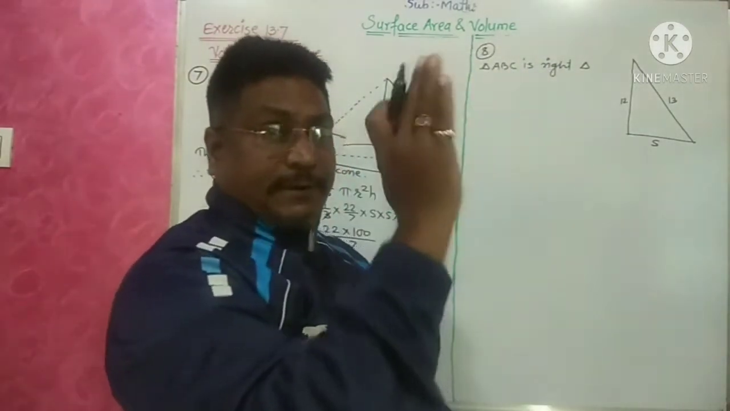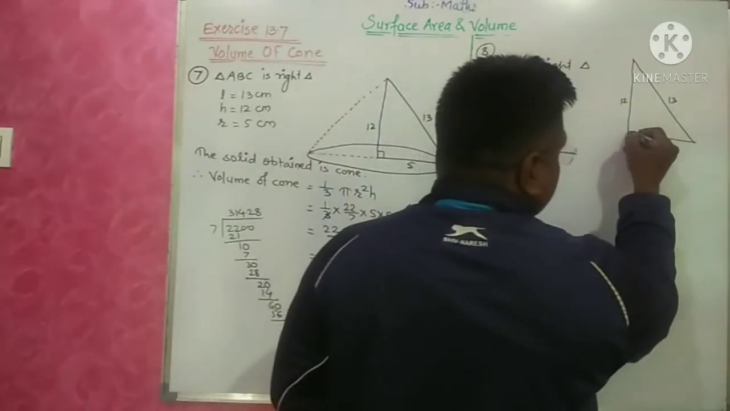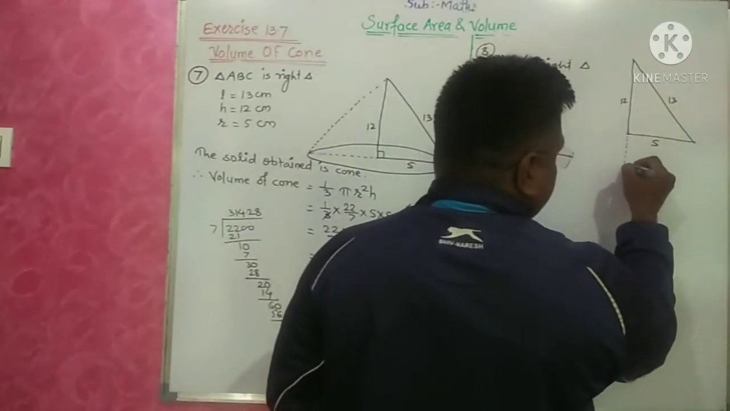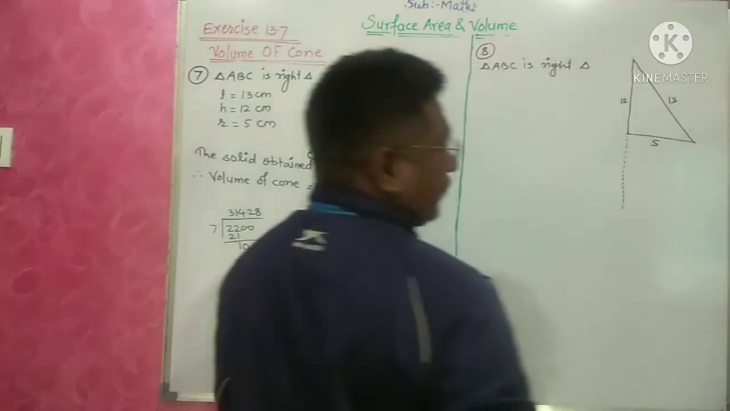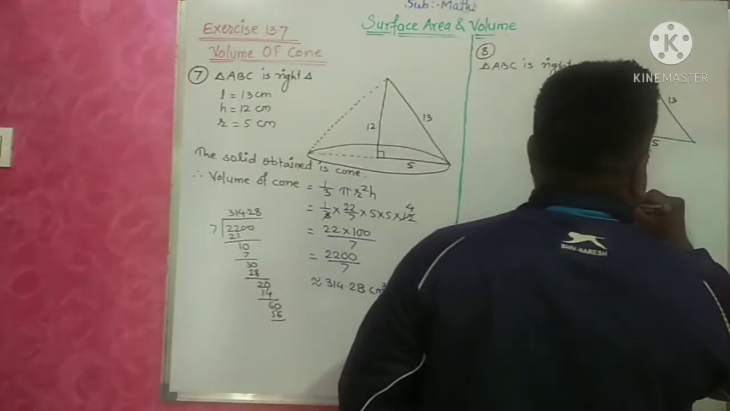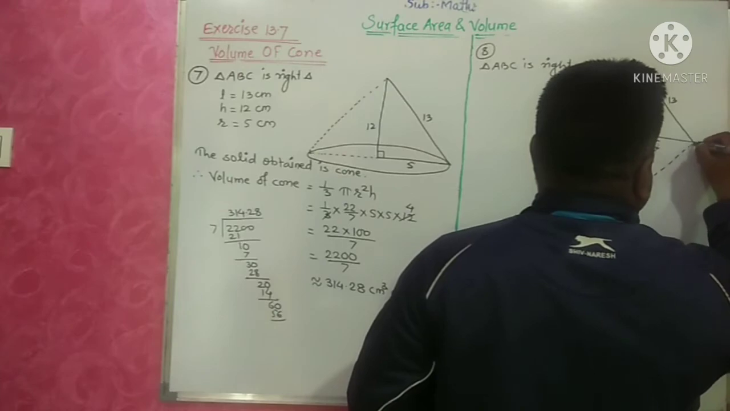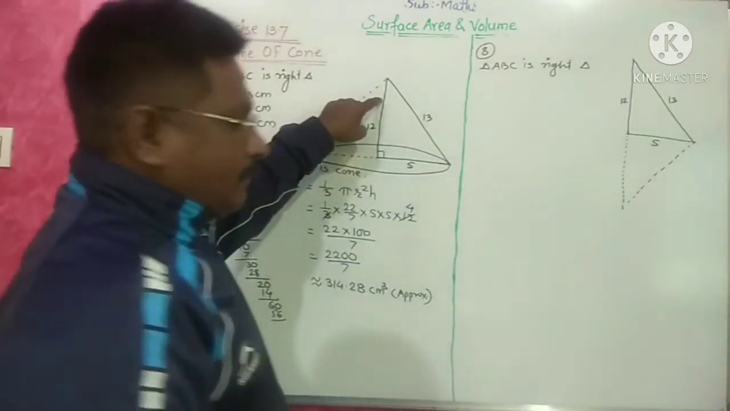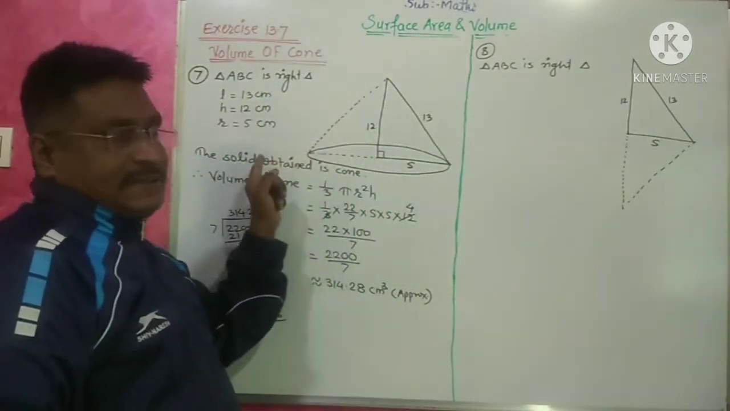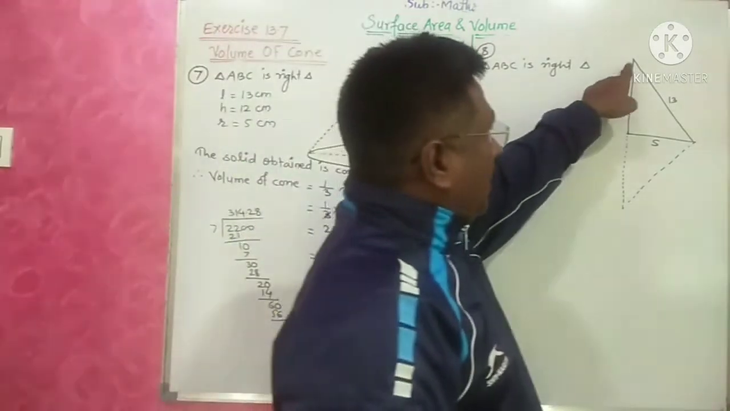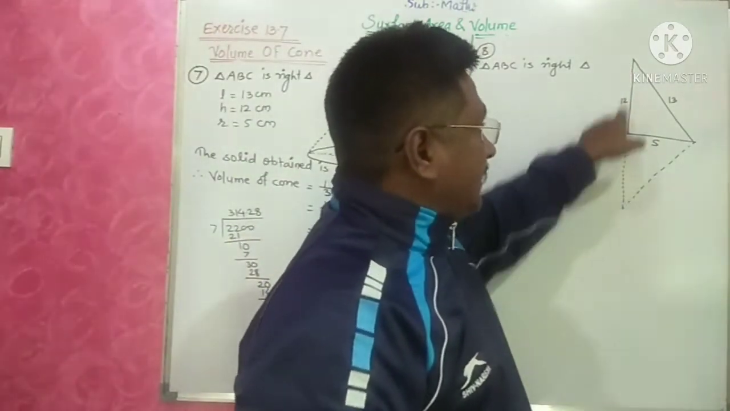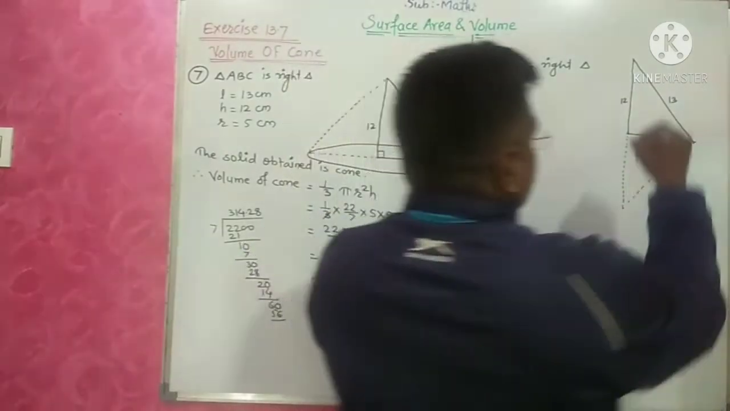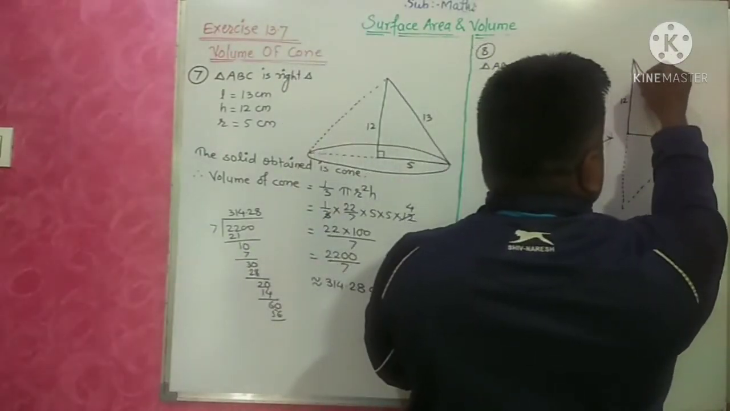So now where is it rotating? About 5 centimeter. Means here. So this side it will produce, in this way. And this has to join. Here, about 12, the radius is increased. Now here, about 5 it is rotating. Means what will increase? Height will increase. So what kind of figure is it forming?